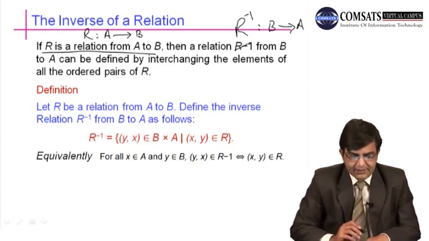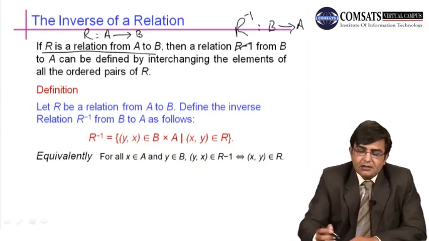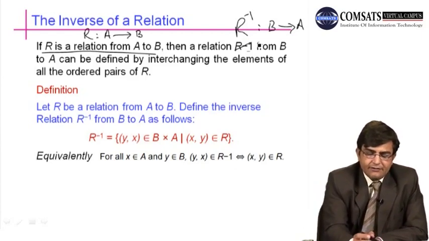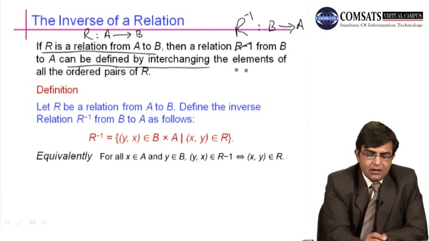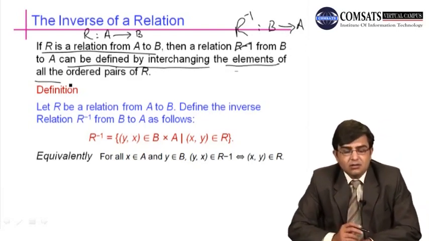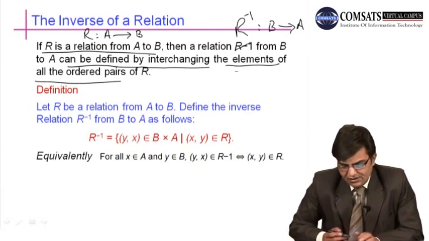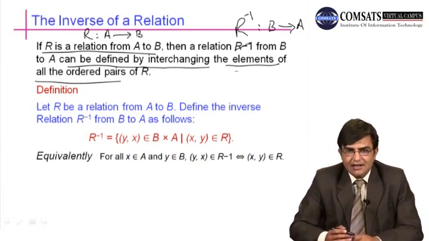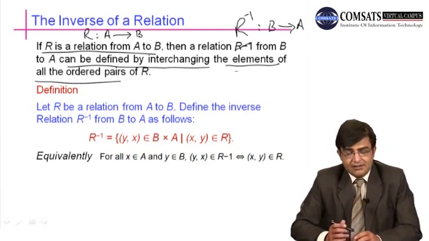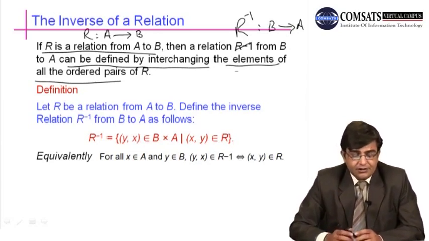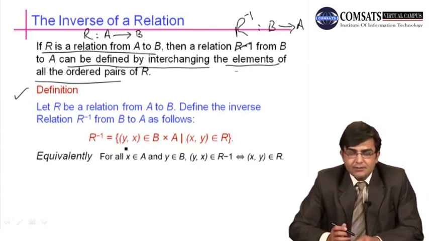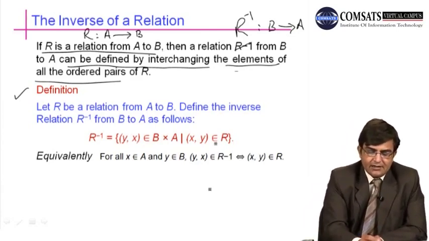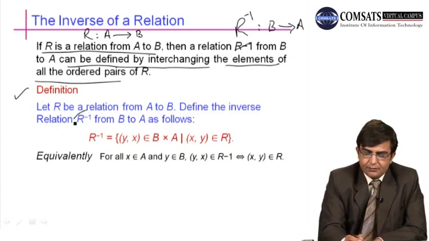As by the name, this is basically the inverse. Then the relation R inverse from B to A can be defined by interchanging the elements of all the ordered pairs of R. This is basically an informal definition of the inverse of a relation. And how do we denote it? Now the proper definition is this: let R be a relation from A to B. Then we can define the inverse relation R inverse from B to A as follows.